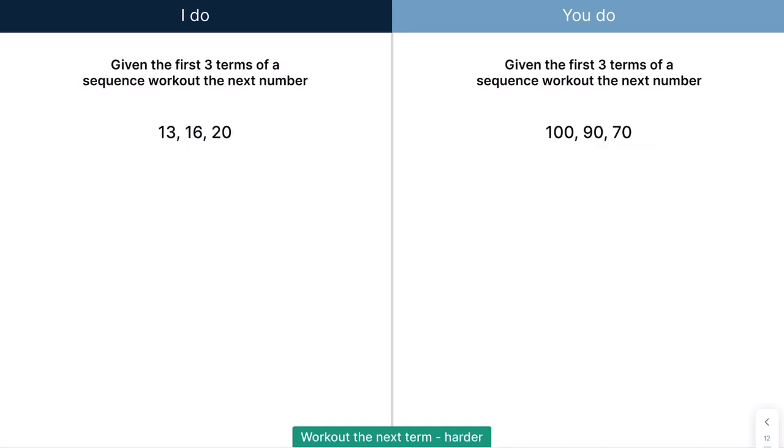Now with this one, again, the exact same thing. Look at the difference. From here to here, it's plus 3. From here to here, it's plus 4. So then from here to here, we can say it must be plus 5, which then gives us 25.